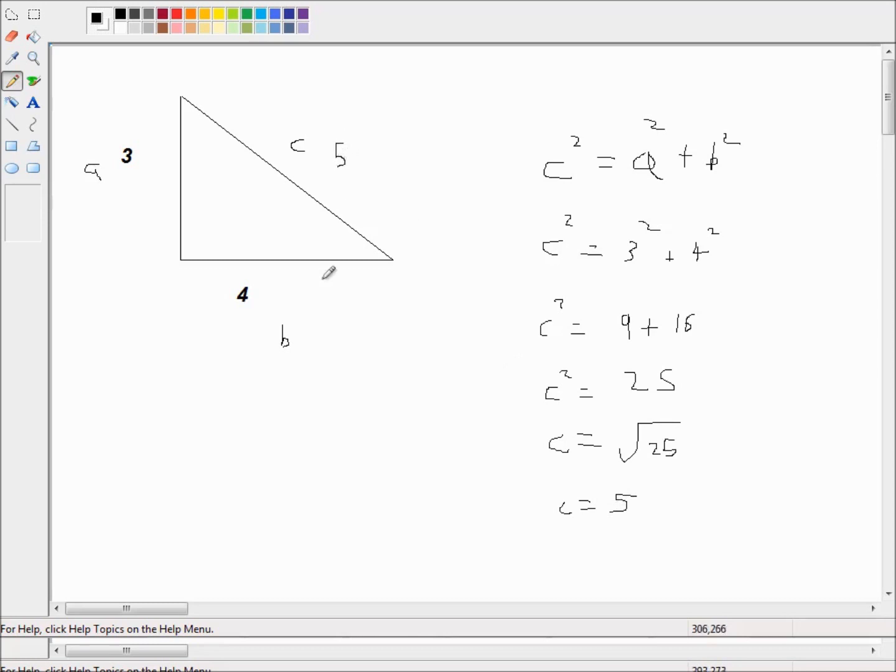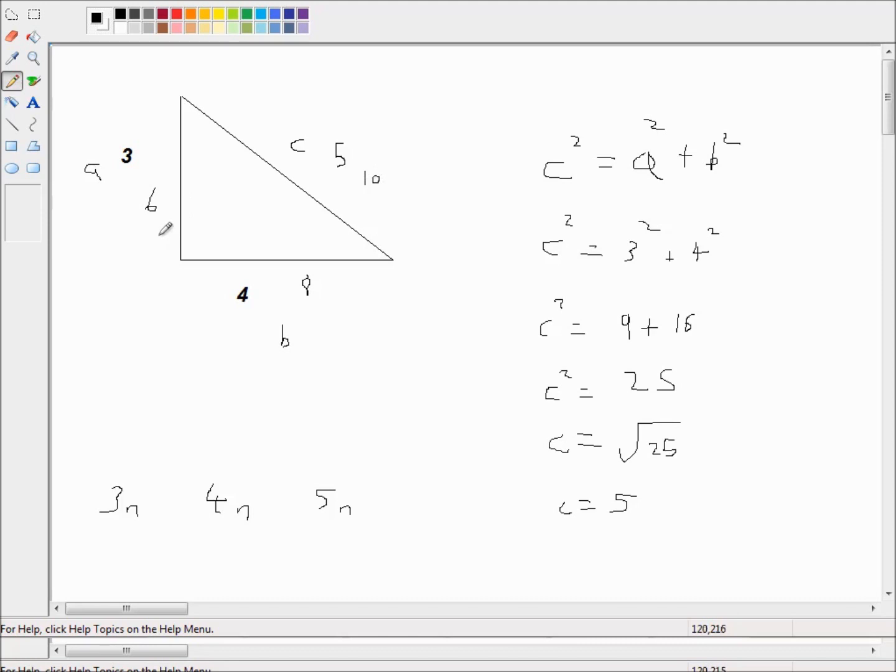This is actually a special type of triangle known as a 3-4-5 triangle. If you have a triangle with one length as 3 times n and the other length as 4 times n, then the hypotenuse will be 5 times n. So this works with any triangle. If this length had been, say, 6 and this length had been 8, then the hypotenuse would have been 10.